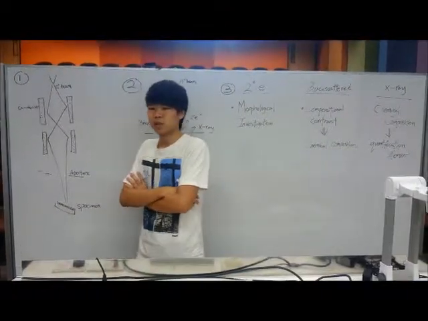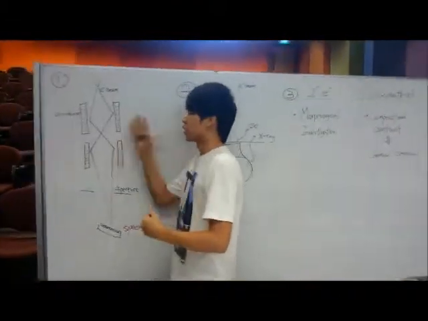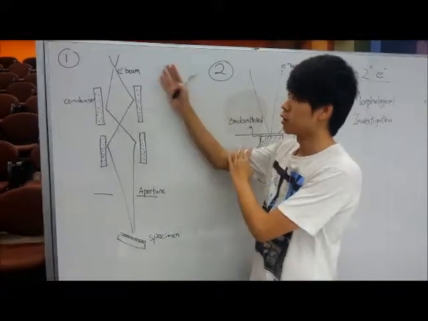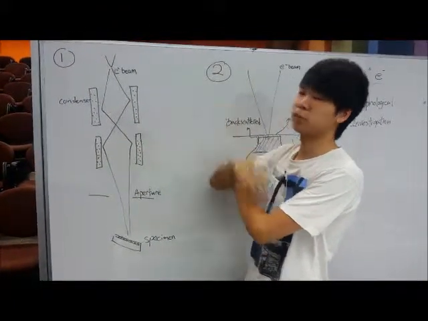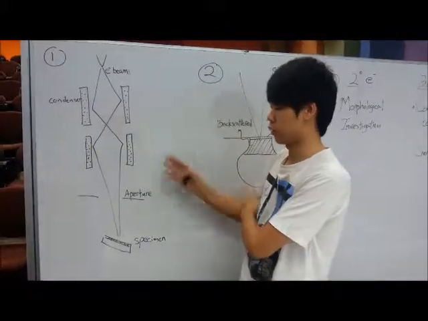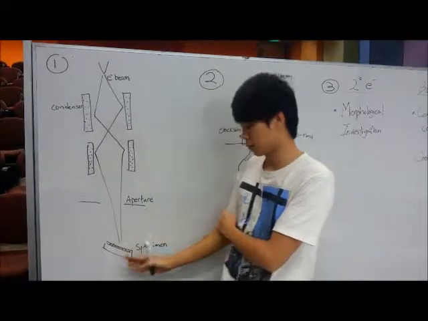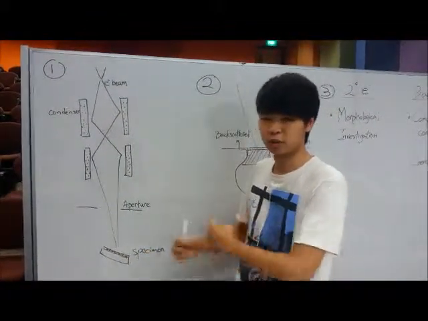More about what is inside the SEM. Actually, this is a simplified version of the SEM. As you can see, an electron beam gun will emit a strong electron beam onto the condenser and aperture. It will pass through the condenser and aperture before hitting the specimen to show the surface morphology of the specimen structure.